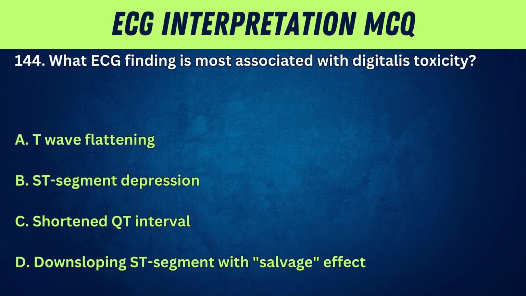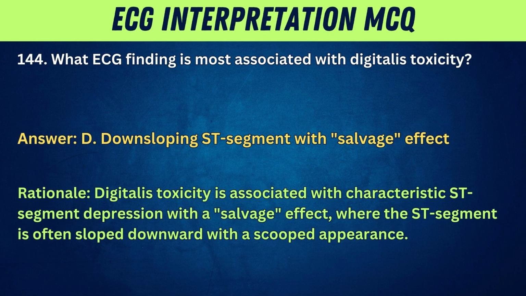144. What ECG finding is most associated with digitalis toxicity? A. T-wave flattening. B. ST segment depression. C. Shortened QT interval. D. Downsloping ST segment with salvador effect. Answer: D. Downsloping ST segment with salvador effect. Rationale: Digitalis toxicity is associated with characteristic ST segment depression with a salvador effect, where the ST segment is often sloped downward with a scooped appearance.